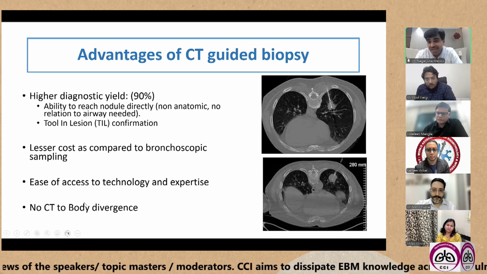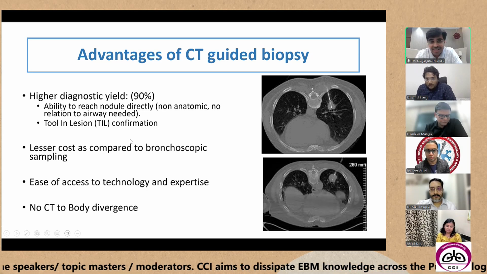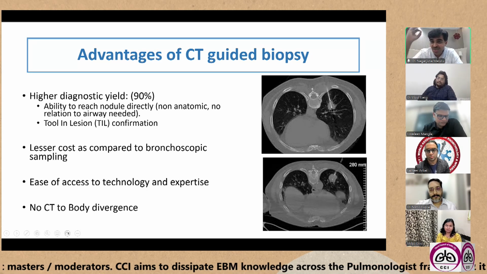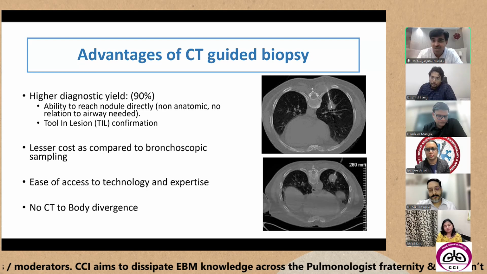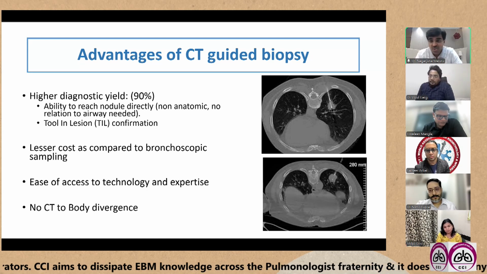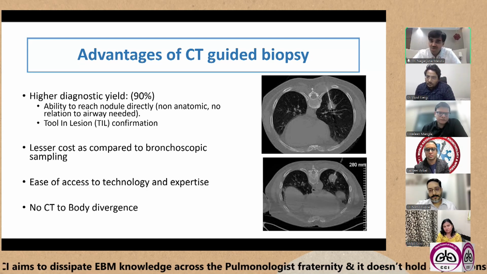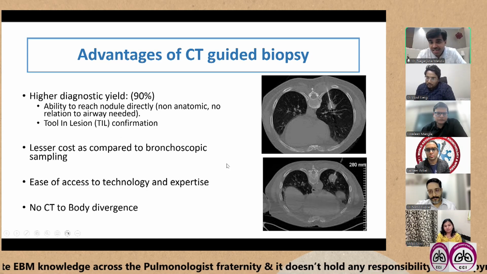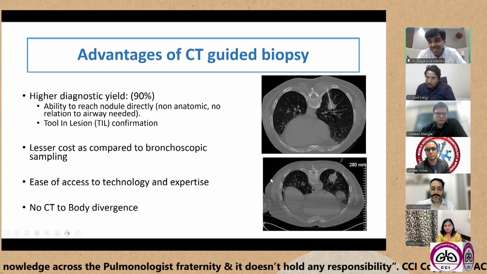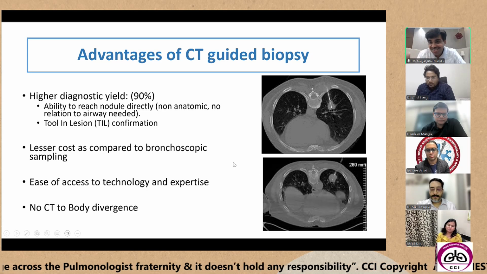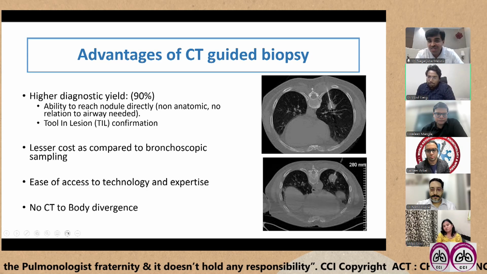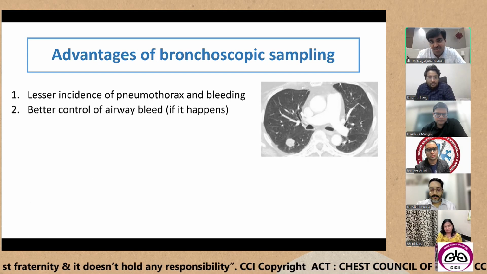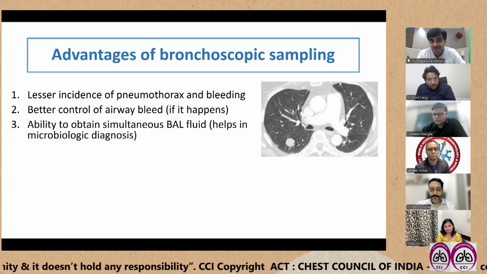And the CT to body divergence, I think we will briefly discuss later, is not there because they're doing real-time CT. They do CT there, they do the biopsy. There is no question of CT body divergence, which happens when you do a CT before and bronchoscopy later. So that is another problem. And the important thing is that they don't need an airway. The full lung is their zone. So they can puncture the lung parenchyma and go. That is why they have a high diagnostic yield. And Vipul has said now that CT guided biopsy has higher complications.